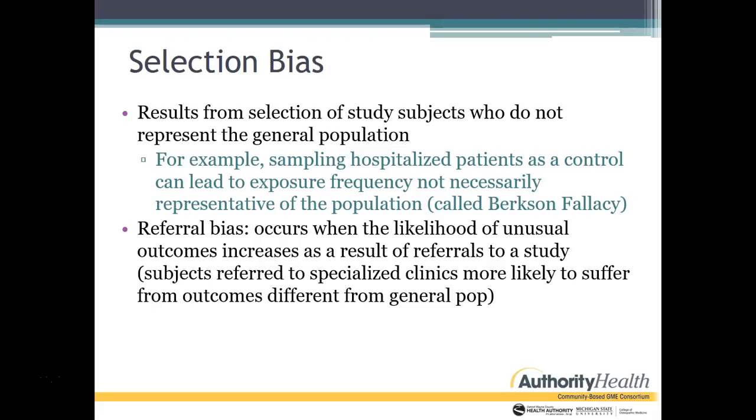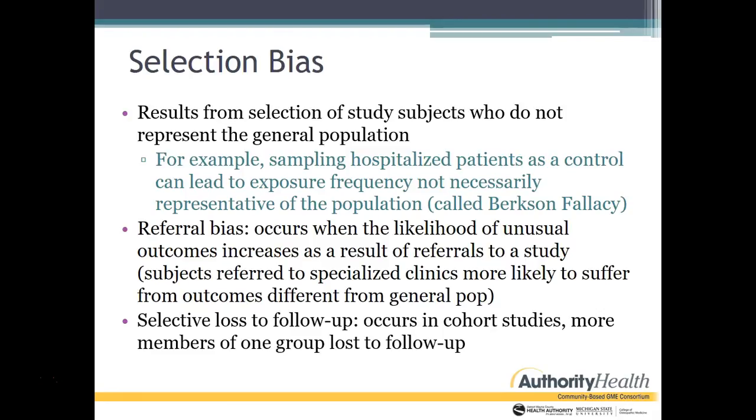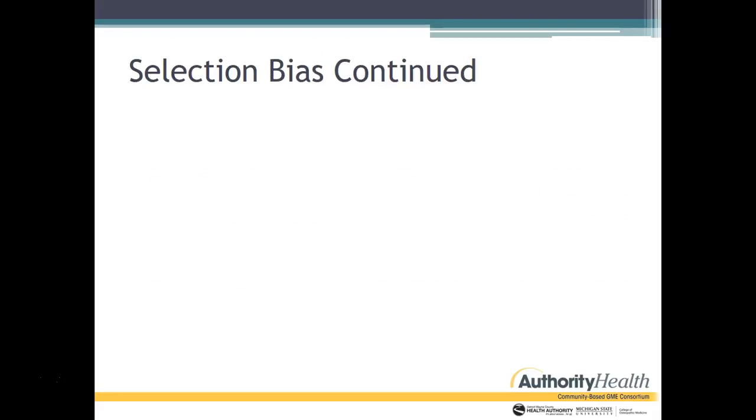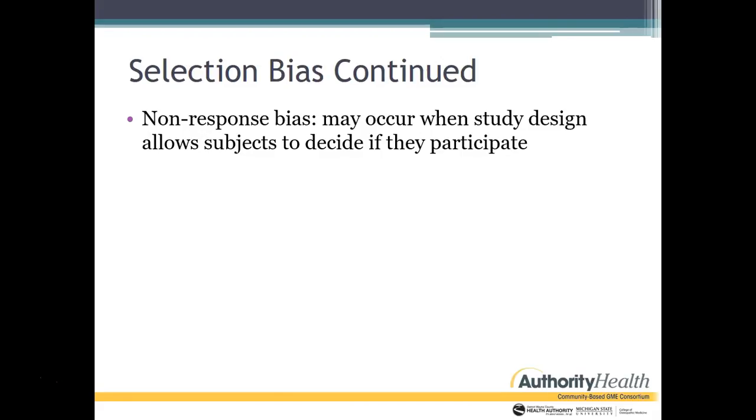Referral bias occurs when the likelihood of unusual outcomes increases as a result of referrals to a study. So, for example, subjects that are referred to studies at specialized clinics are more likely to suffer from an outcome different from the general population. All right, the next kind of bias is selective loss to follow-up. This can occur in cohort studies when more members of one group are lost to follow-up than the other. Non-response bias may occur when the study design allows subjects to decide if they participate, so you may have more non-responders in one group.